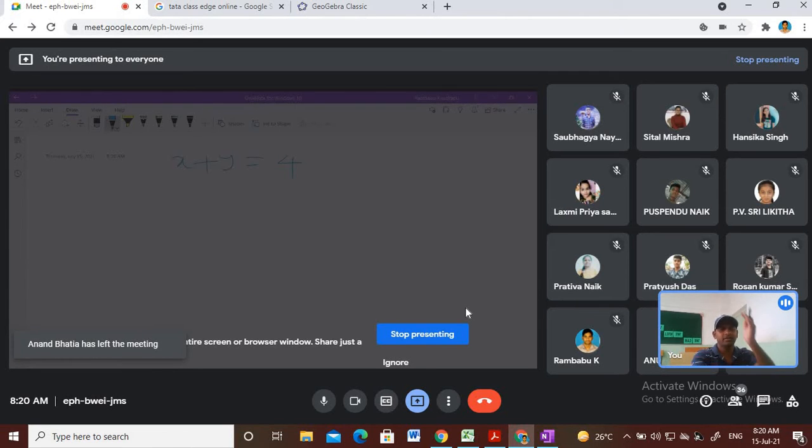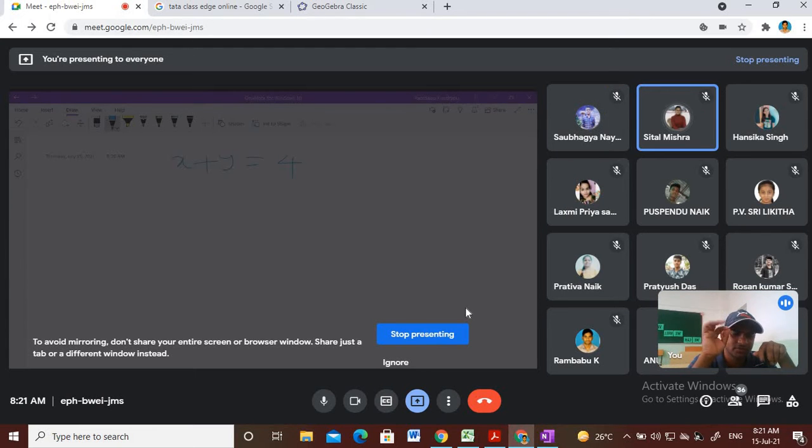See, when two lines intersect like this, what is the intersection portion? When two lines intersect, what is the intersection portion? A point. One point only. If two lines are intersecting, they intersect at one point only.